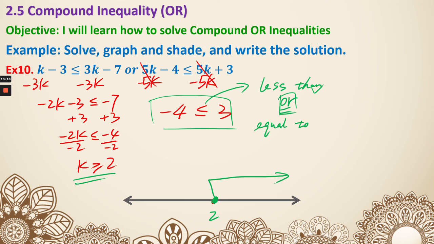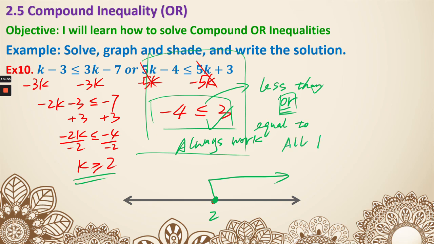So negative 4 is actually less than or equal to 3 and will always work without any concern about k. So I can basically give k any value, this whole inequality would still work. It will always work. Which is why for the second inequality specifically, the answer would be all real number.